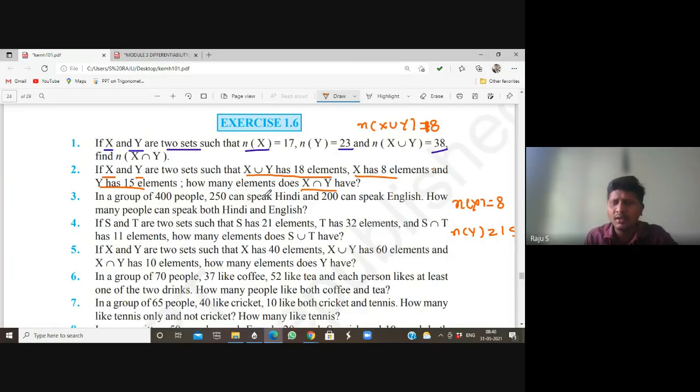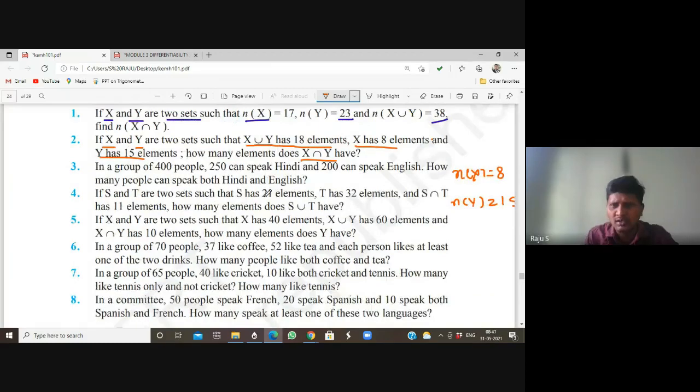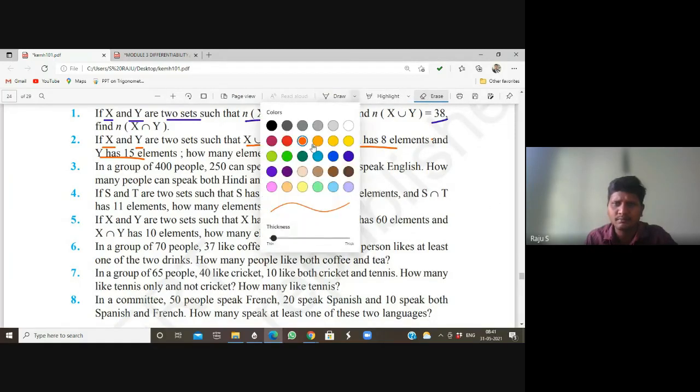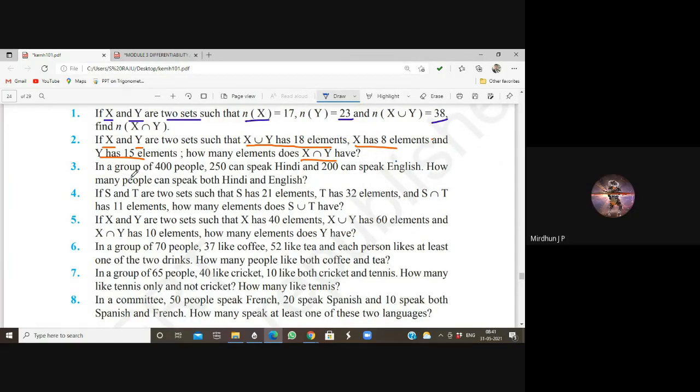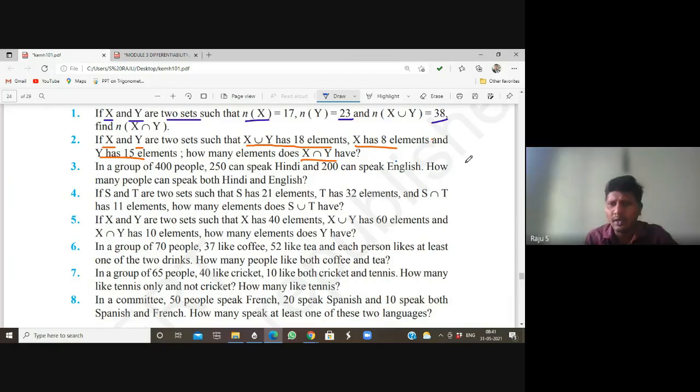Only one formula. Here, just tell me what are the values they given here. That's it. What is the given data according to the question? Third question. Sir, in a group, X union Y, X and Y is given. Okay, let us take A and B, otherwise X and Y, that's your wish. Otherwise, if Hindi is given, you can take Hindi as H and English as E. That's up to you.